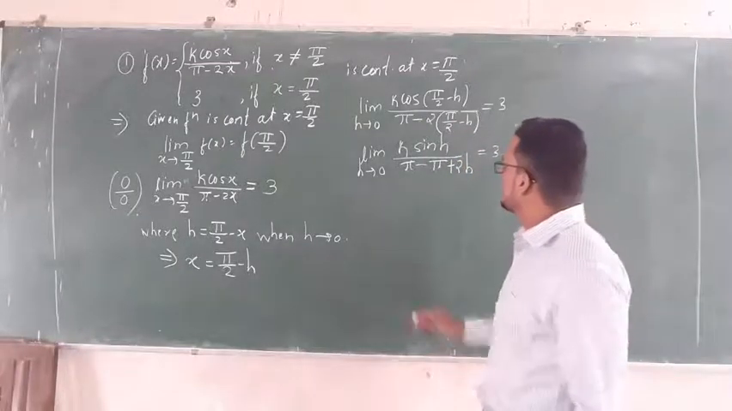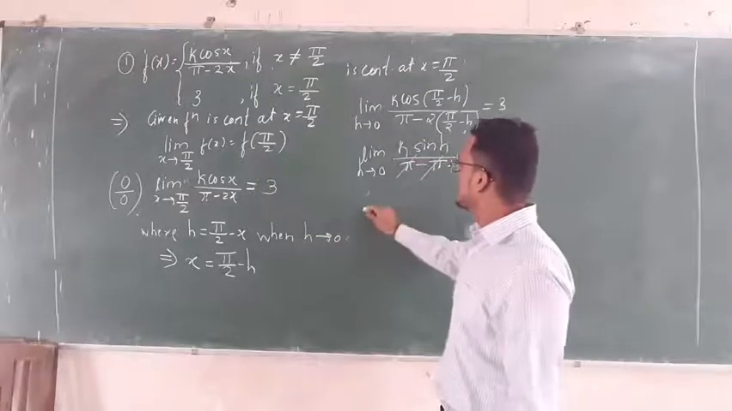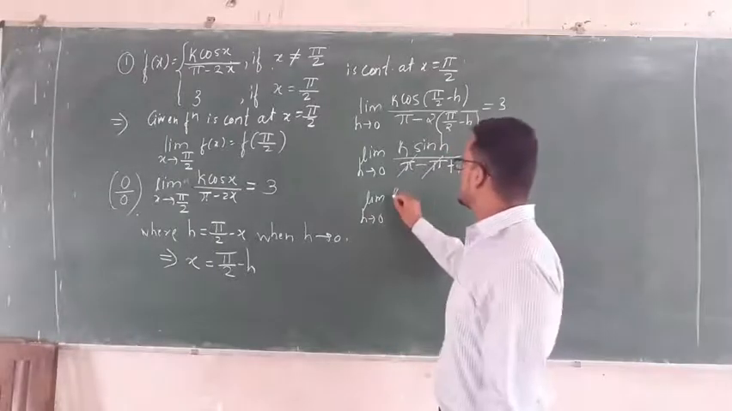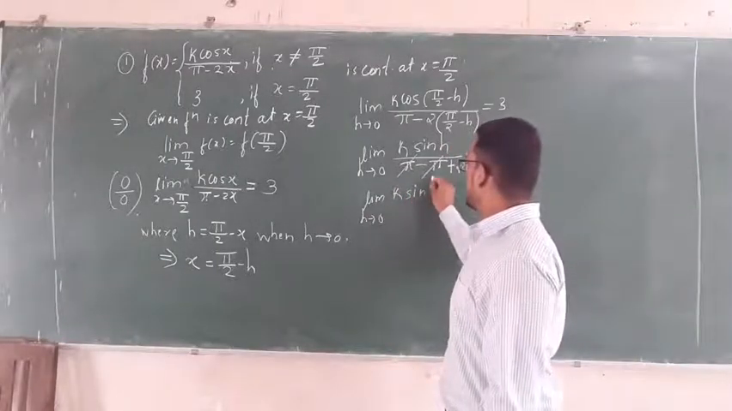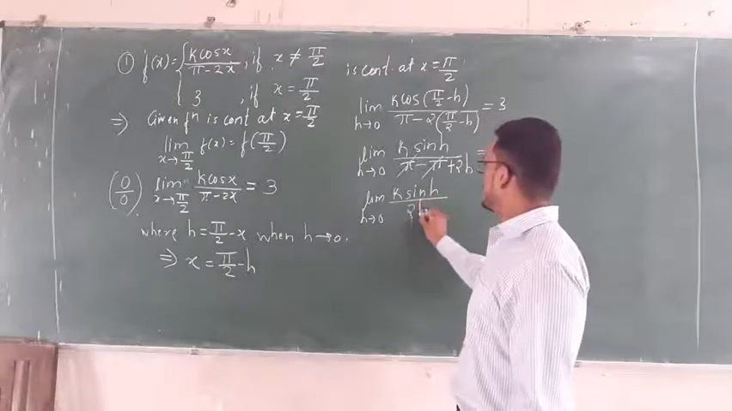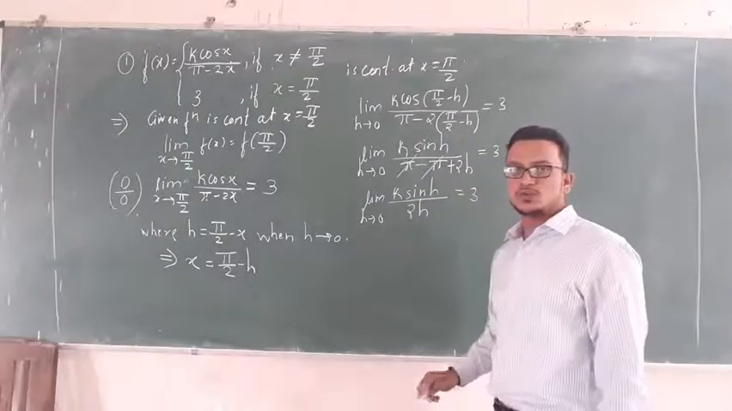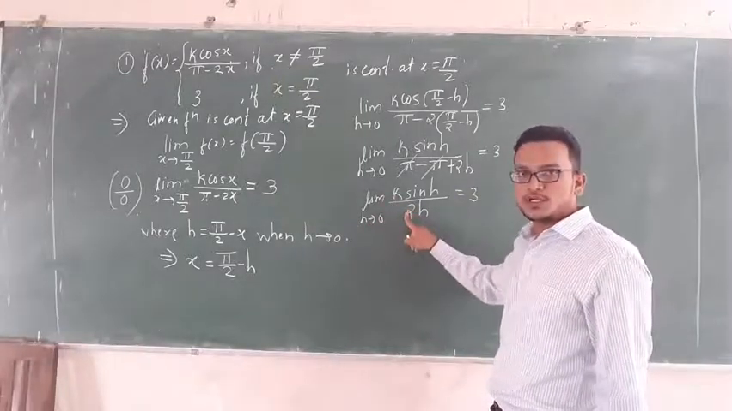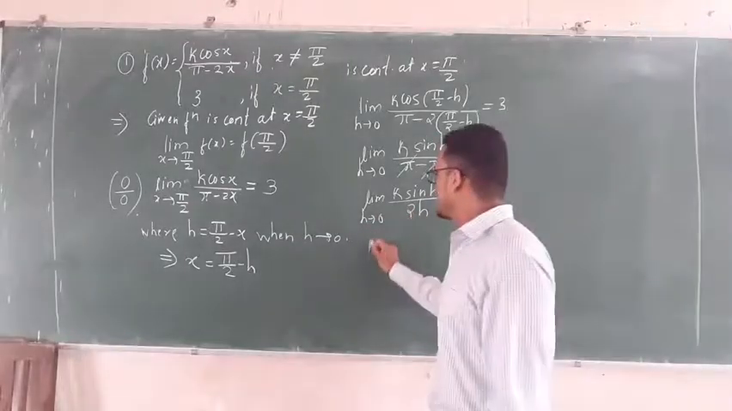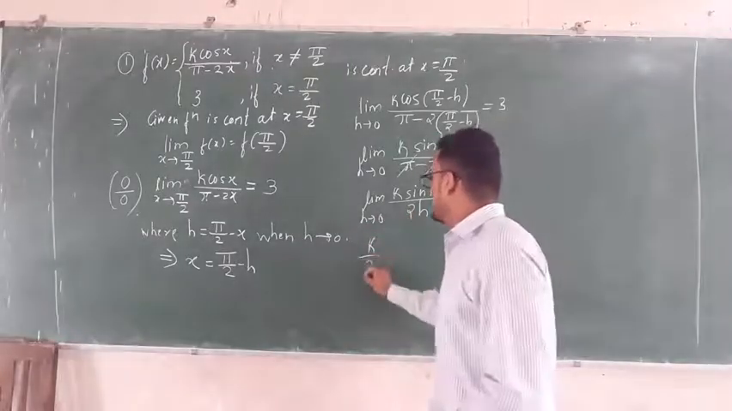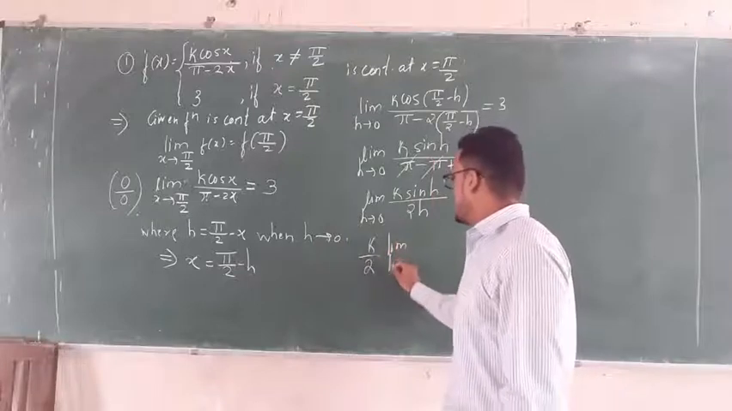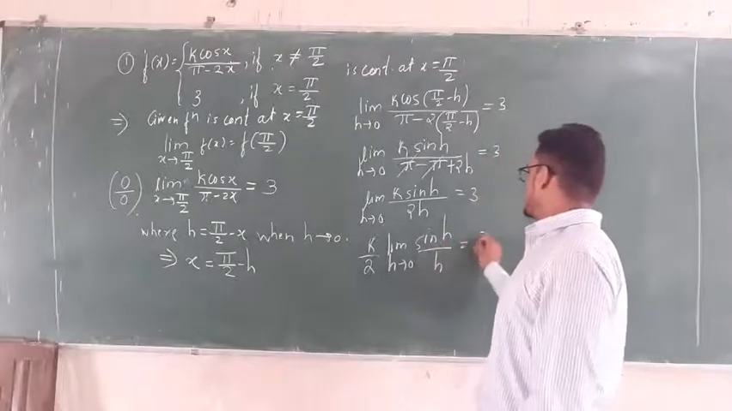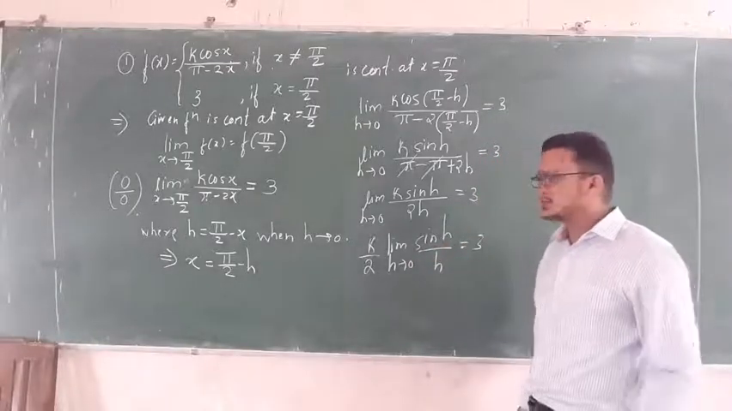Now pi minus pi gets cancelled, limit h tends to 0. This is k, sin h divided by this 2h as it is, which is equal to 3. Now with respect to this limit h, this k upon 2 is constant. Take it outside the limit, that is k upon 2 is outside. Limit h tends to 0, sin h upon h is equal to 3.